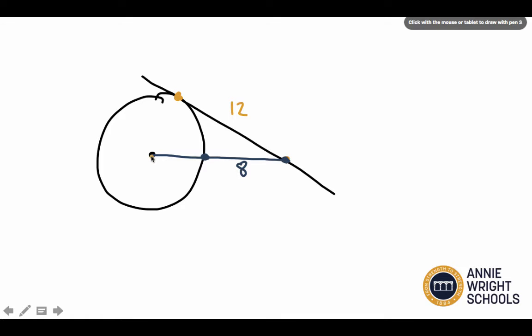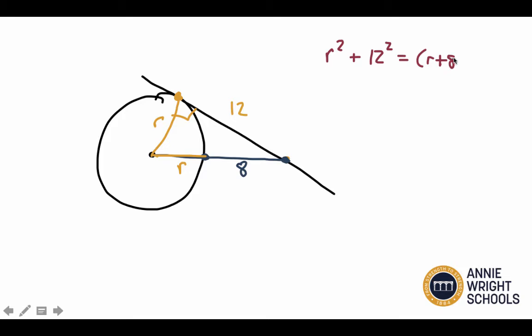So when we start drawing the radius of the circle, and here's the radius, I know it's perpendicular. Don't forget that this is also a radius from here to here. And when we go to do the algebra, here's where we make our mistake. A lot of kids will say r squared plus 12 squared equals r plus 8 squared. And then they'll say r squared plus 144 equals r squared plus 64.